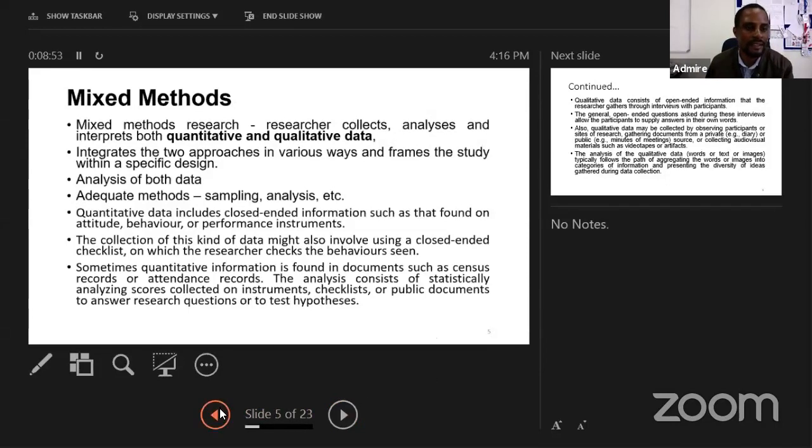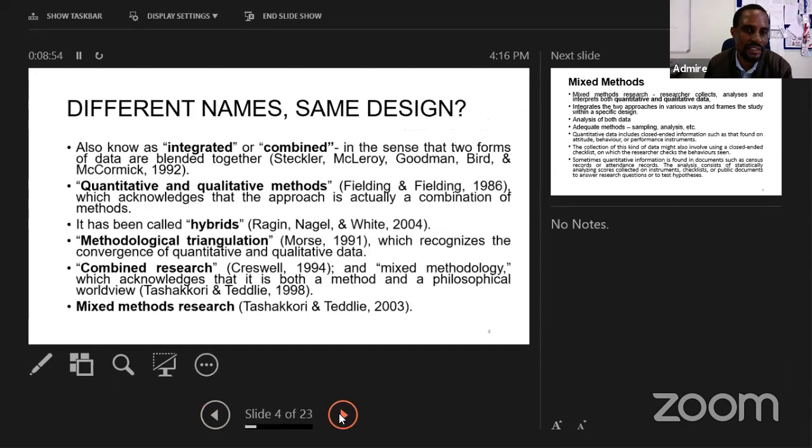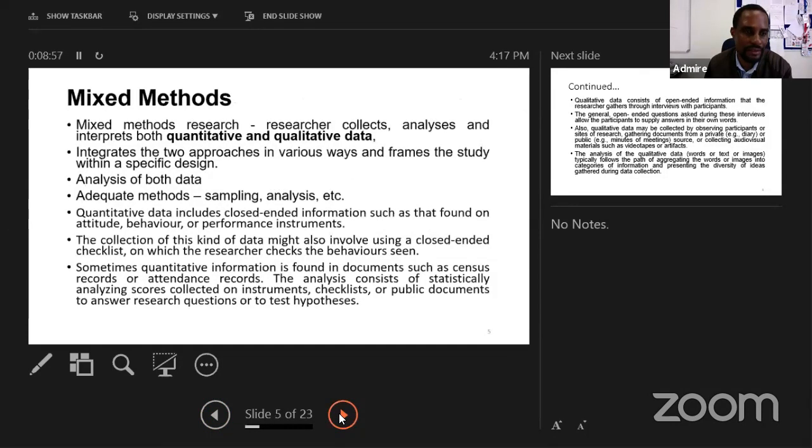So I think here I'll just try to summarize what I've been talking about. Essentially we are saying, if you are a mixed methods researcher, what you do is collect, analyze, and interpret both quantitative and qualitative data. And again, you integrate the two approaches in various ways. We are going to talk about how you can integrate these two approaches in various ways and frame the study within a specific design.